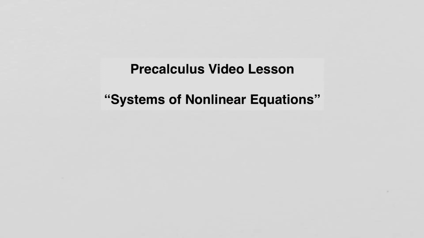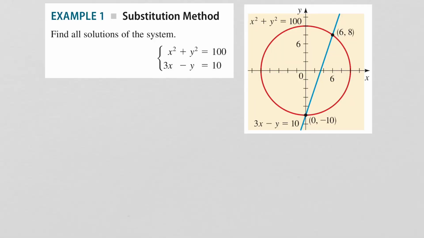Systems of nonlinear equations. A system of nonlinear equations is two equations and two variables where at least one of the two equations is nonlinear. So for example, here we have x squared plus y squared equals 100. This is the equation of a circle. And then 3x minus y equals 10 is a linear equation. But because this is not a linear equation, this is considered to be a nonlinear system.